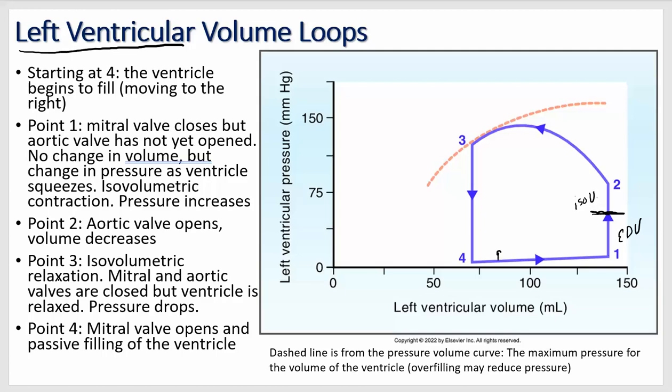Then that aortic valve pops open and blood starts to move into the aorta, and so we can see that the volume decreases because blood is moving out of the ventricle and into the aorta. So initially when it starts to squeeze, it's high pressure, but then as it empties, it's lower pressure, and now the blood is in the aorta.